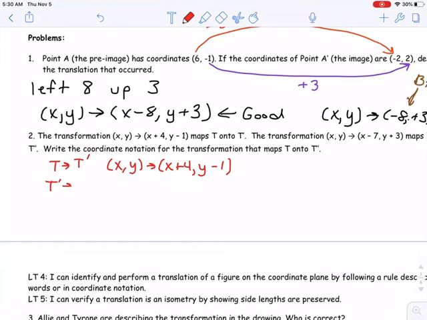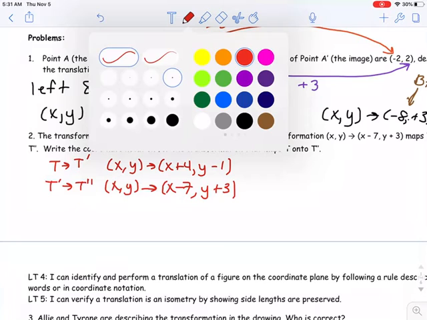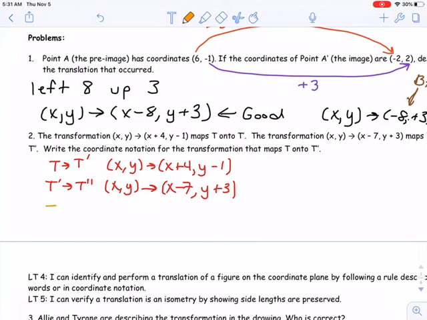Next we go from T prime to T double prime. How? Translation again. (x, y) arrow (x minus 7, y plus 3). Alright, so the first time I'm moving 4 right, and then the second time I'm moving 7 left. And the first one I'm moving down 1, and then the second one I'm moving up 3. So, how do I combine this into a single move? I want to go directly from T to T double prime.